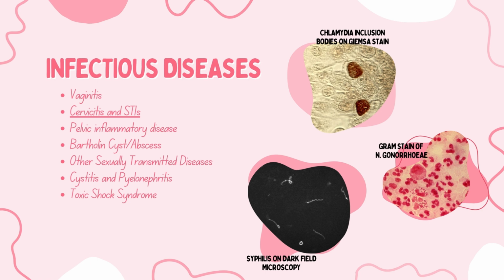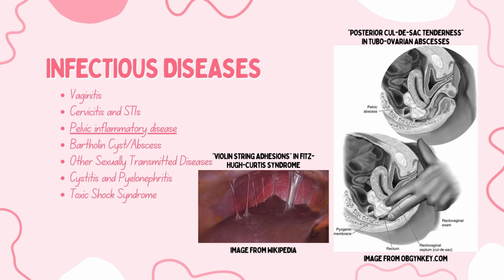Alrighty, now we get to move on to pelvic inflammatory disease. So, definition. This is an ascending, acute, or subclinical infection of the upper female reproductive tract. Risk factors include multiple sexual partners, unprotected sex, prior PID, age 15 to 25, nulliparous, and IUD placement.